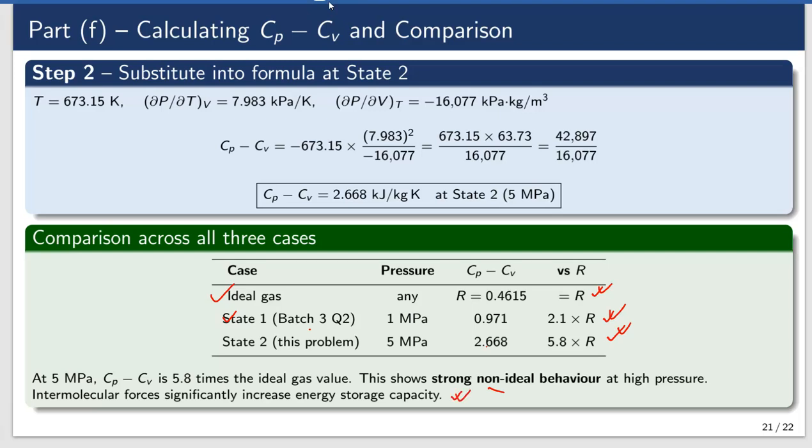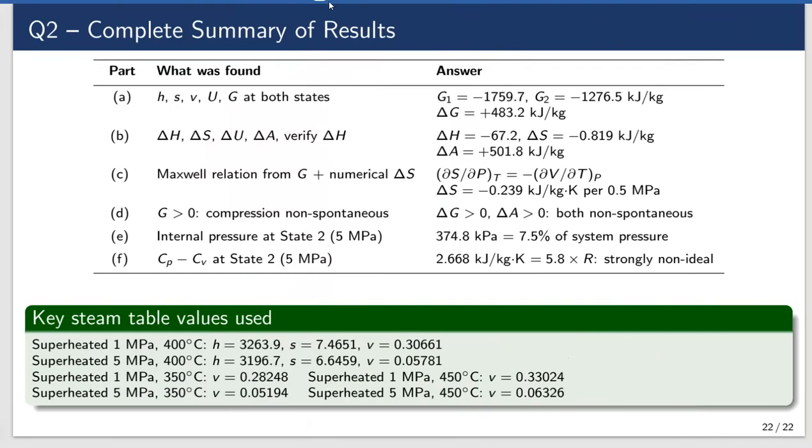Now we have solved all these parts. Here is the final summary for H, S, V, U, G. We got the answers for all parts, and we used the steam table data to calculate all these variables. So that's it.